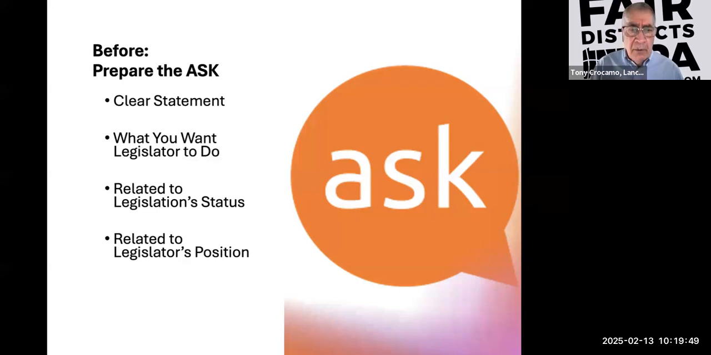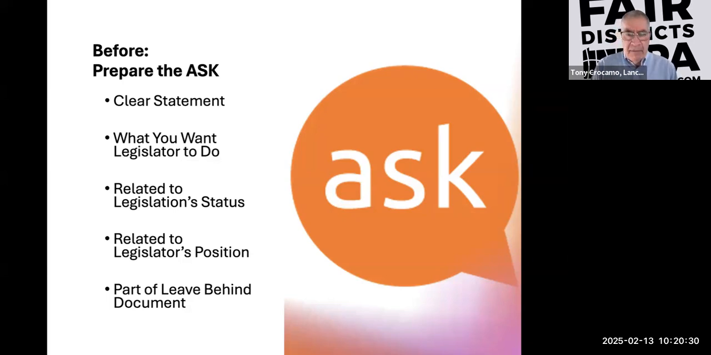So once it's referred to a committee, you want to ask the legislators who are not on the committee to contact the committee chair of their party and to advocate for the bill, to get the bill a hearing and a vote. If your legislator is on the state government committee, you want them to advocate for a hearing and a vote. And then the ask is part of the leave behind document. You leave the contact sheet and ask with the legislator.